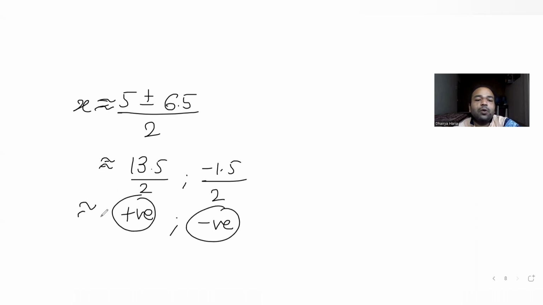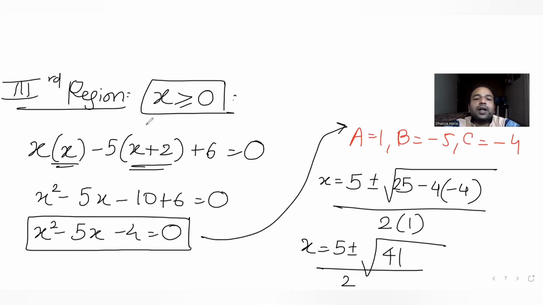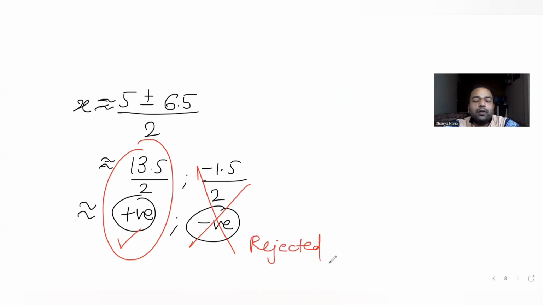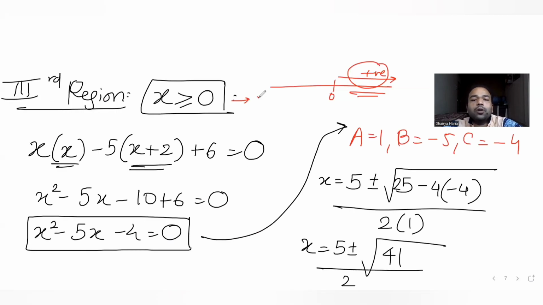So I get x equal to a positive or a negative value. So two answers again. One is positive, the other is negative, but our region tells us that x is greater than or equal to 0. When it is greater than or equal to 0, only the positive value of the root satisfies this. So this is a correct answer, but this is going to be rejected. So from the third region also we get one real root that satisfies the quadratic equation.